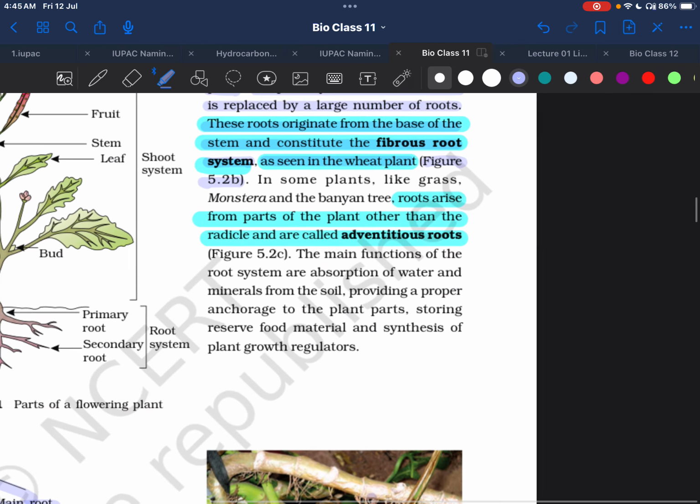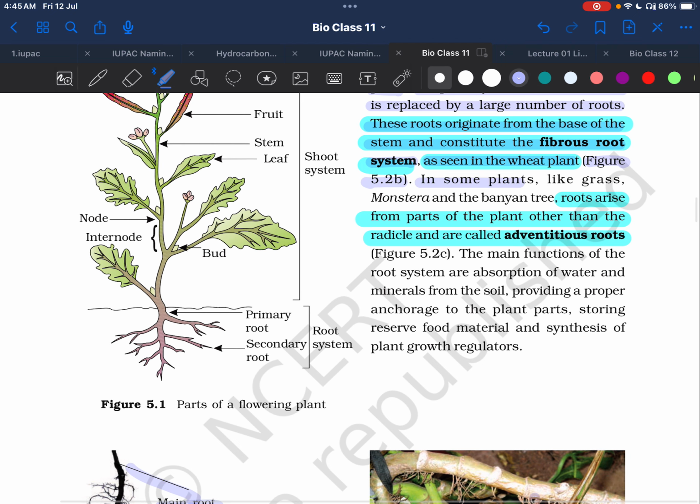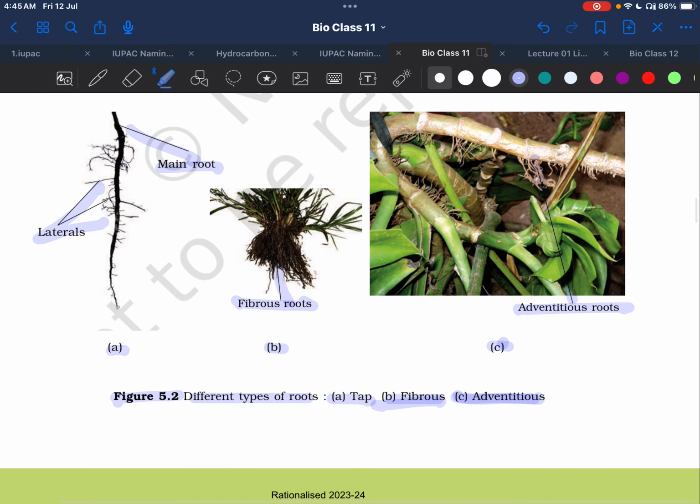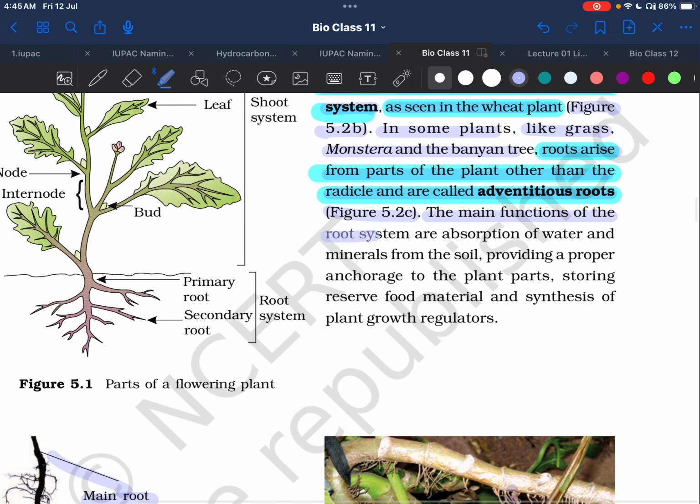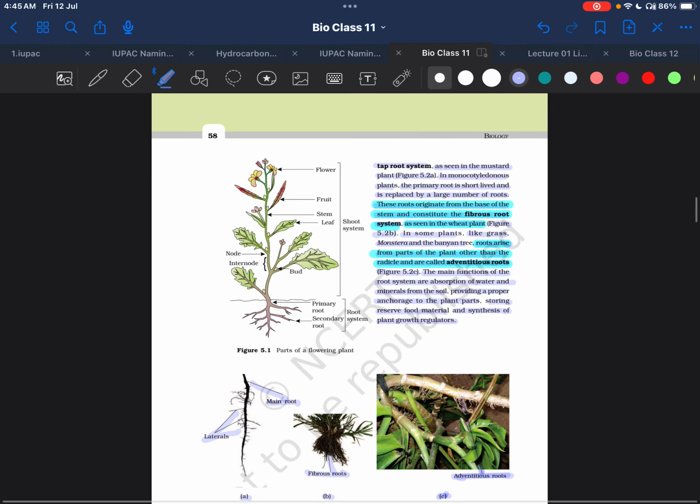Fibrous roots. In some plants like grass, monstera, and banyan tree, roots arise from parts of the plant other than the radicle and are called adventitious roots. Figure 5.2c. Adventitious roots. The main functions of the root system are absorption of water and minerals from the soil, providing proper anchorage to the plant parts, storing reserve food material, and synthesis of plant growth regulators.